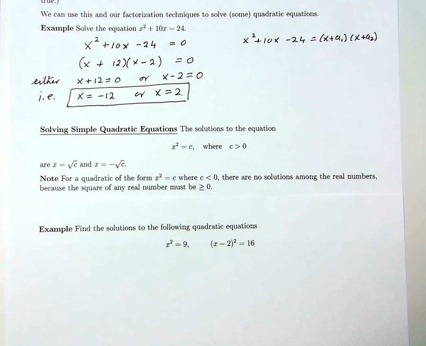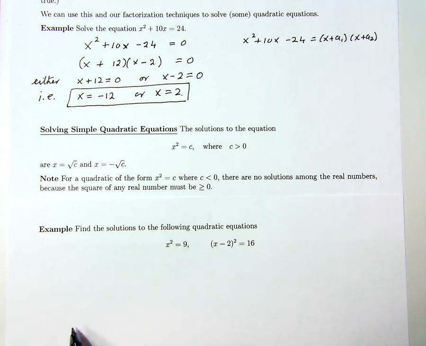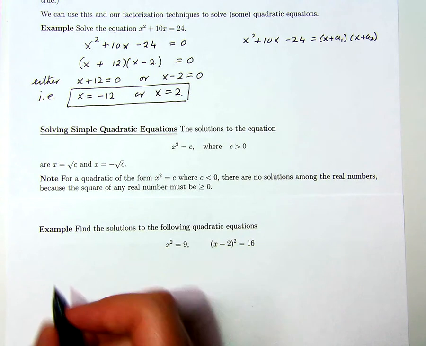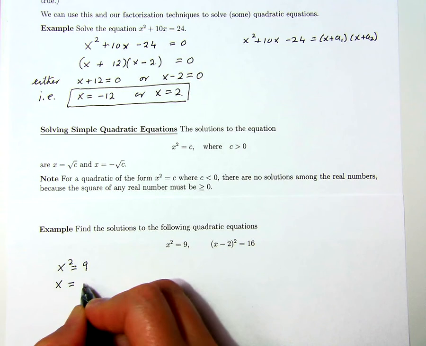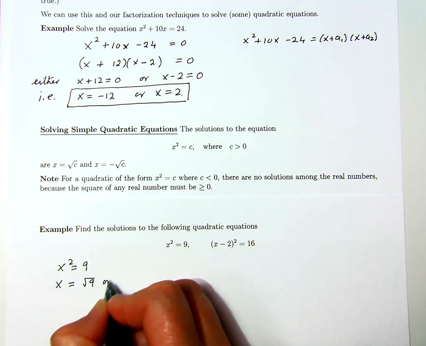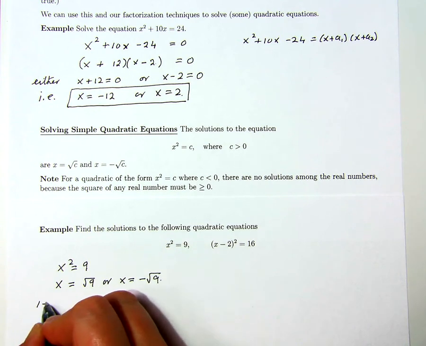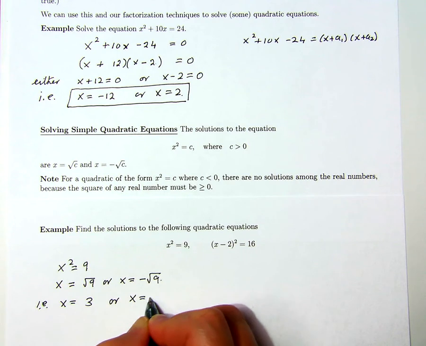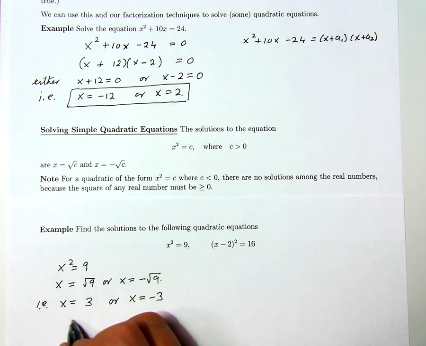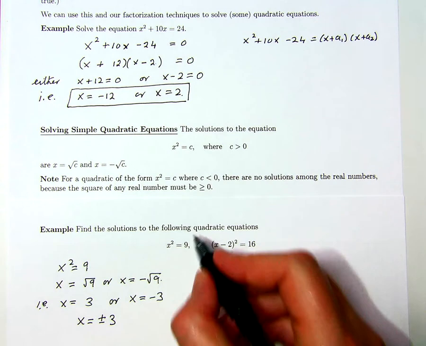Here are some examples. Suppose I want to solve the equation x squared equals 9. Well, x squared equals 9 is the same as saying that x equals the square root of 9, or x equals minus the square root of 9. And that, of course, can be simplified. X equals 3, or x equals minus 3. And a simple way to write that in one sentence is x equals plus or minus 3.